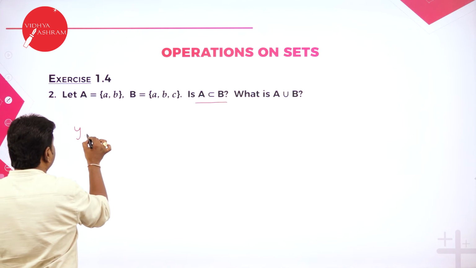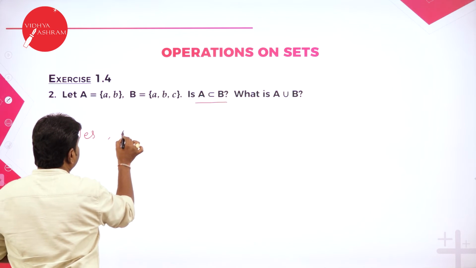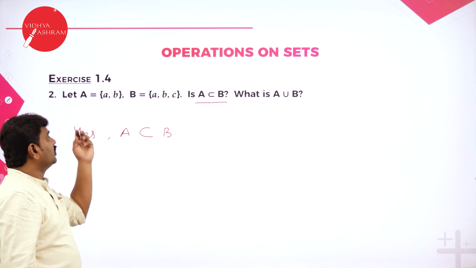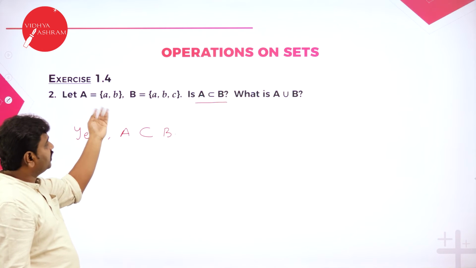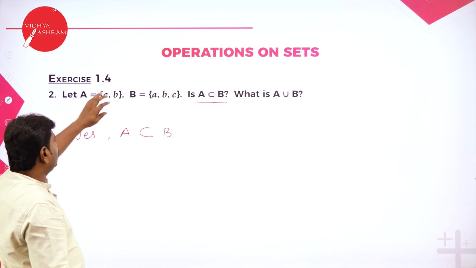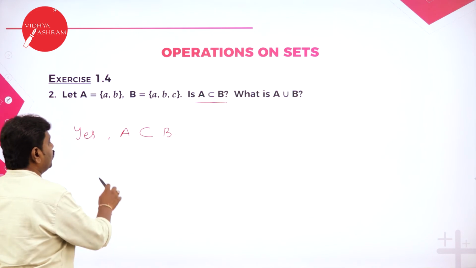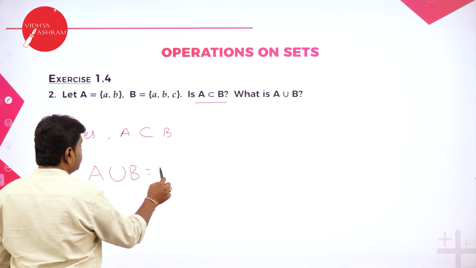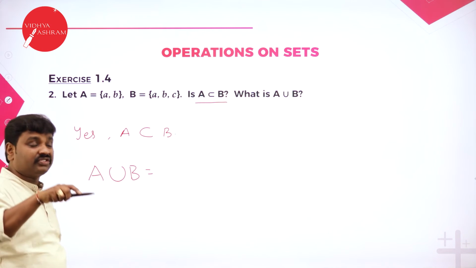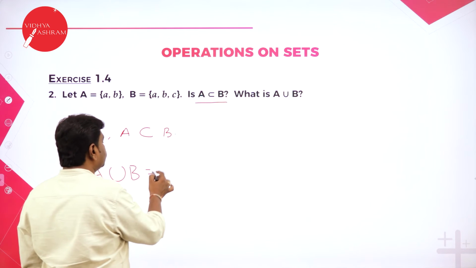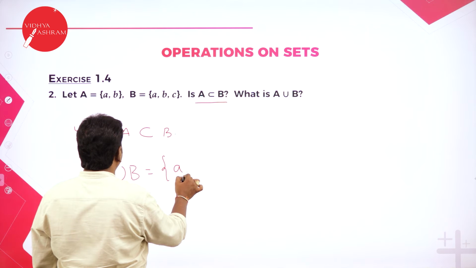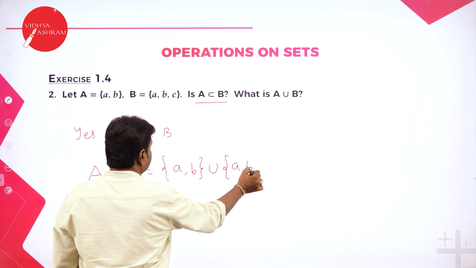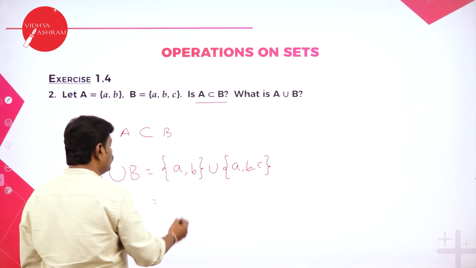So answer is what? Yes. A is subset of B. Why? Because if X belongs to A, then X also belongs to B. A is a part of B. True. Now they want you to find A union B. I told you, subset union big set gives you big set. So B. A is AB, B is ABC. So what is meant by union?